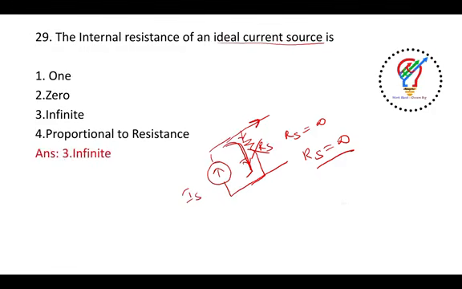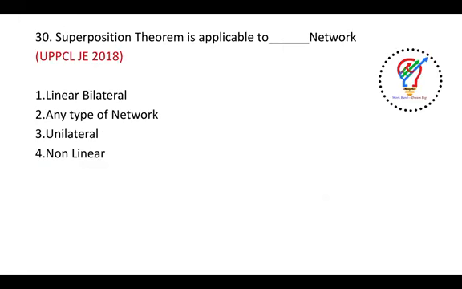Next one, the 30th question here in the basics of electrical engineering question answers. The superposition theorem is applicable to, this was asked in the UPPCL JE 2018 paper. The superposition theorem is applicable to linear bilateral networks. It is not applicable to nonlinear networks.